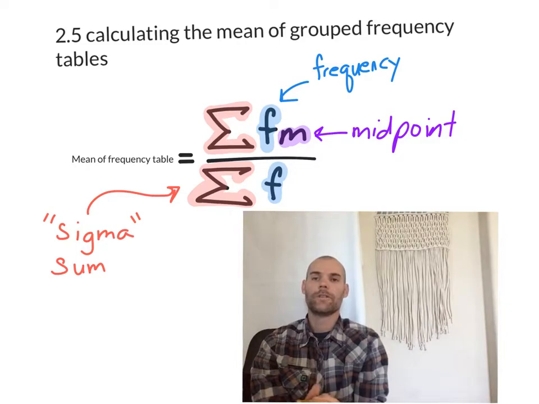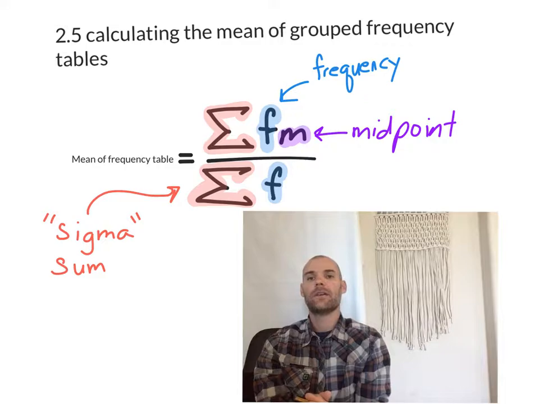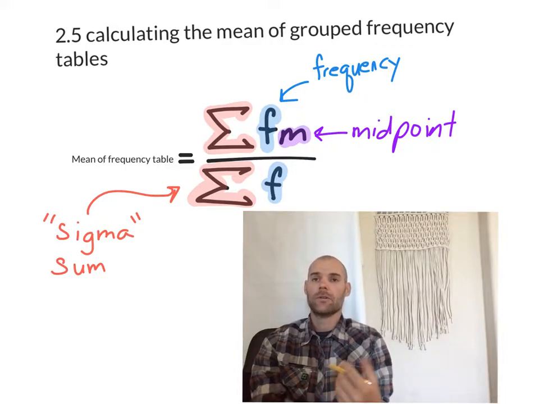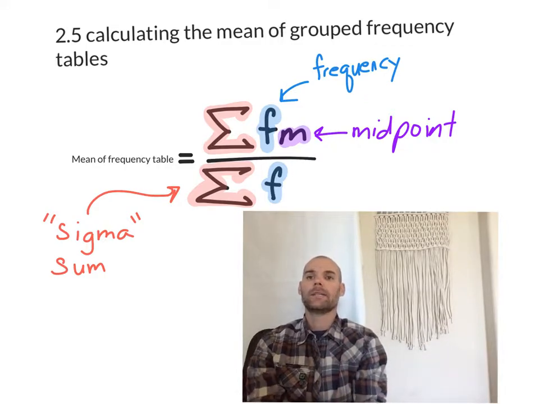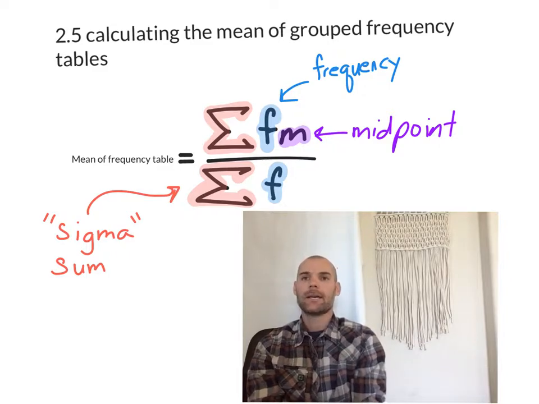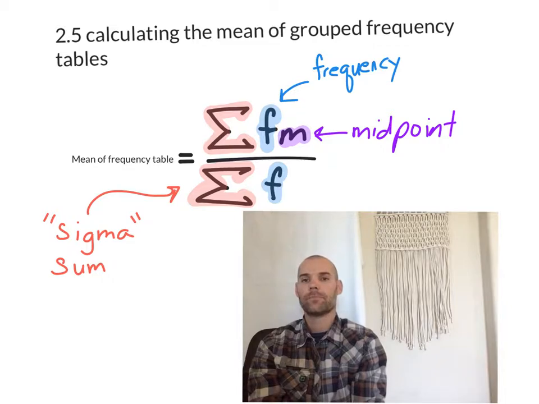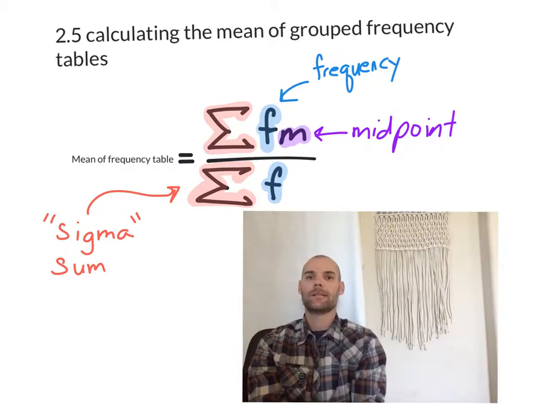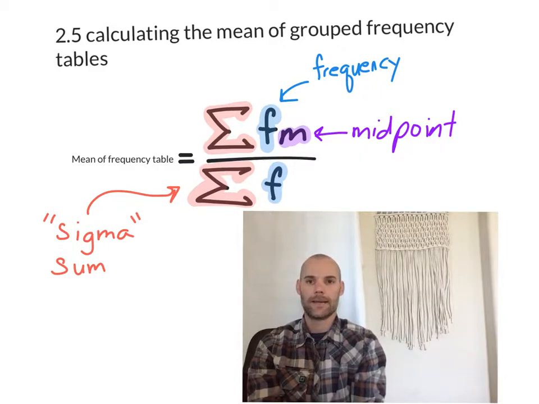In section 2.5, the formula we're going to look at is finding the mean of a grouped frequency table. You can see the formula there, and if we look at the red highlights, that is the symbol sigma, the Greek letter sigma. That stands for finding the sum, or adding everything up. The next letter we have is F, and that's our frequency, which is basically just how often something is happening or occurring. And M is going to stand for our midpoint in this case.